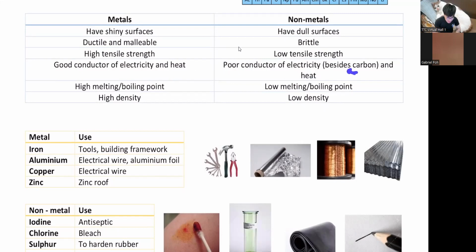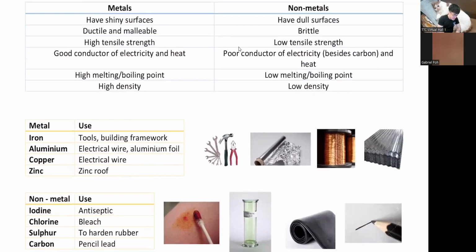Besides carbon. Carbon is the only non-metal element that can conduct electricity. Only. Carbon cannot conduct heat, though. What is carbon anyway? Carbon is your pencil tip, your pencil lead. This is not lead actually, this is carbon. So your pencil lead can actually conduct electricity, not heat though. Carbon is a bit special.